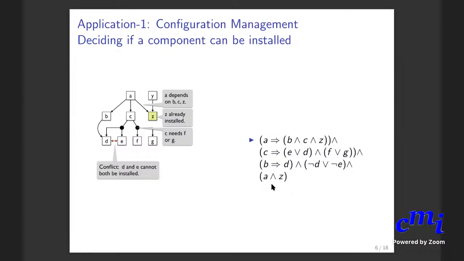So now this entire formula models the situation that you want to solve. If there is some instantiation for these variables, 1 or 0, that makes this entire formula true, that means it is possible to install A with the given constraints. And any such satisfying instance is a possible solution for the problem that you have. So this can be solved.